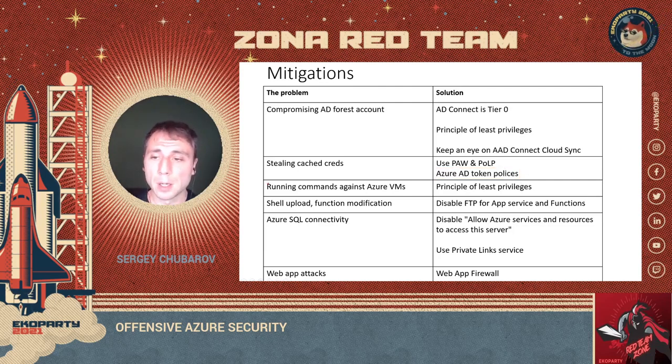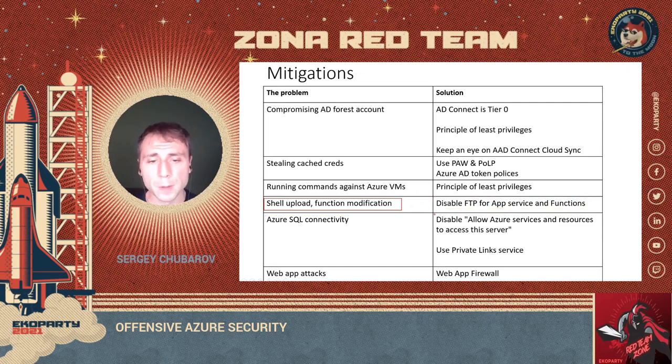Next one, running commands against a virtual machine. The only thing you can do here is to control permissions. If you don't allow contributor permissions on the virtual machine, they will not have permissions to run commands. Next, shell upload and function modification: disable FTP. You don't need FTP, right? You don't use that. Disable this.